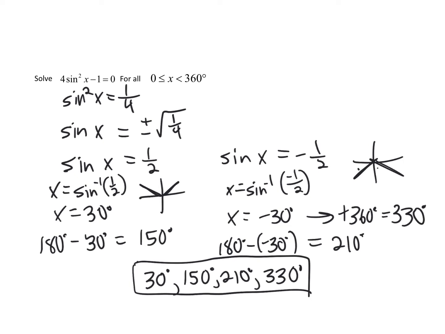So again, we had a positive here, so it's positive in the A and the S quadrant. We have a negative here, it's negative in the C and the T quadrant. Remember, CAST tells us where it's positive and where it's negative.